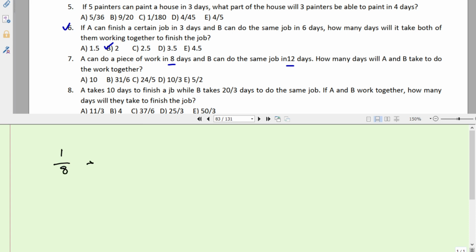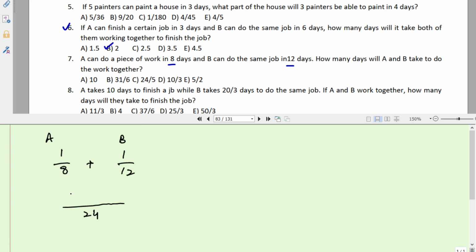1/8 plus 1/12. This is the rate of A and this is the rate of B. A per day and B per day. So together per day they will work. So what should be the LCM? 8 and 12, 24.